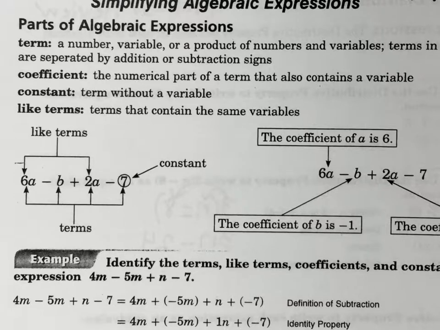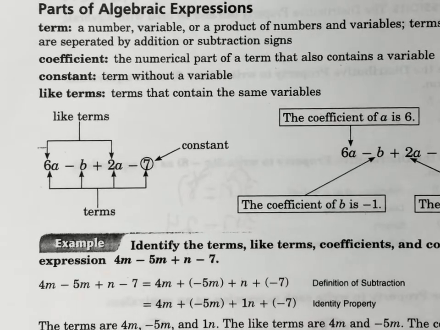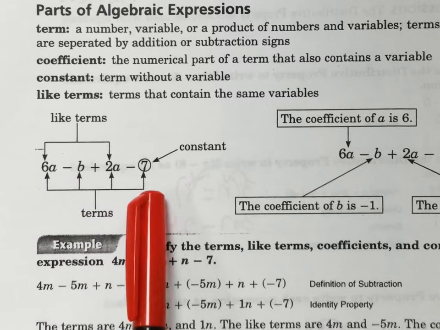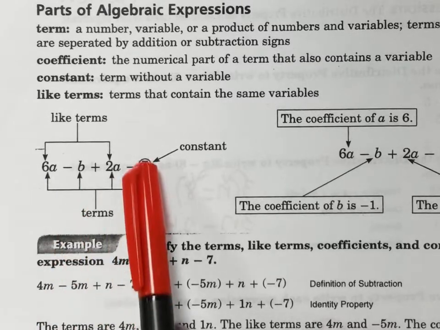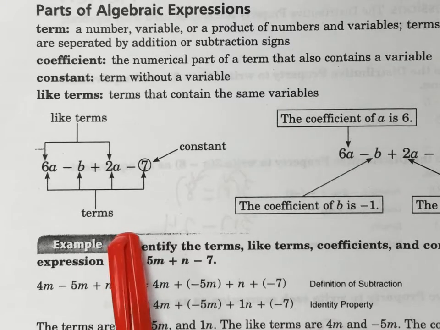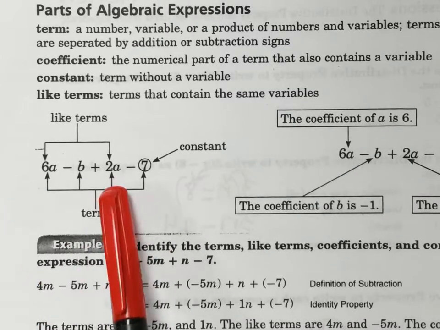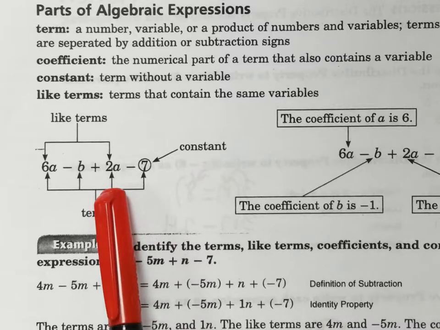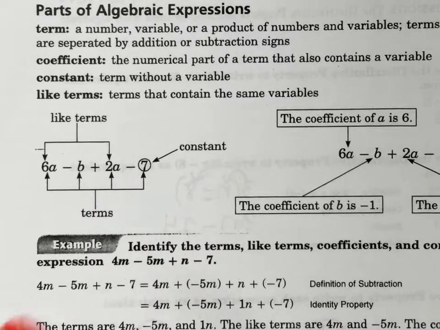And like terms are terms that contain the same variable. So if I have 2a plus 3a, they are like terms because they have the same variable of a. So you can combine them by adding. If you have 2a plus 2b, you cannot combine them because you've got an a as a variable and a b as a variable. So they're not like terms. Okay? So let's look at this example. We have 6a minus b plus 2a minus 7. All 4 of those are called terms. Okay? My like terms are 6a and 2a because they share the same variable. And then 7 is a number by itself, so it's called a constant.